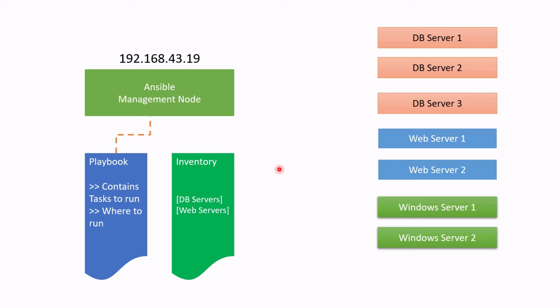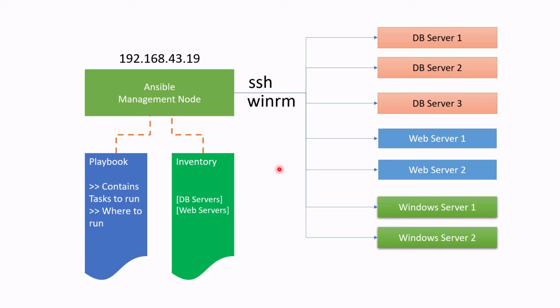So the Ansible management node uses playbooks and inventory, plugs them together, and then runs the commands on the target servers. There are different mechanisms or protocols it is going to use to connect to the systems. For example, to connect to a Linux or Unix-based system, it is going to use SSH, and to interact with Windows machines, it is going to use WinRM.